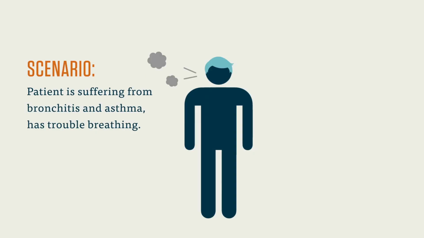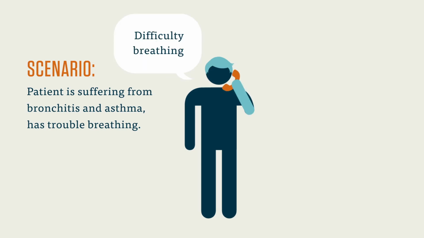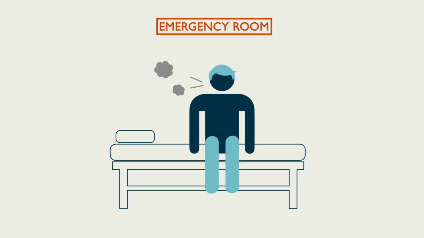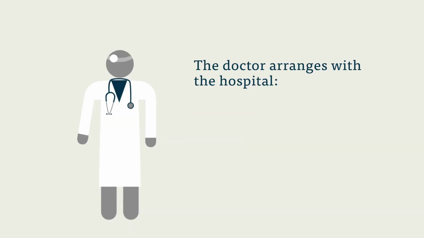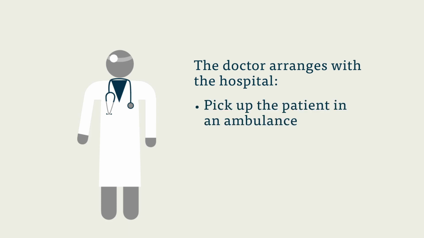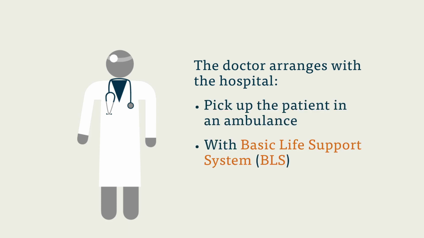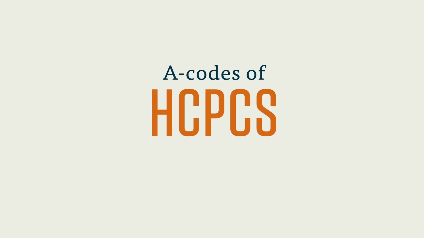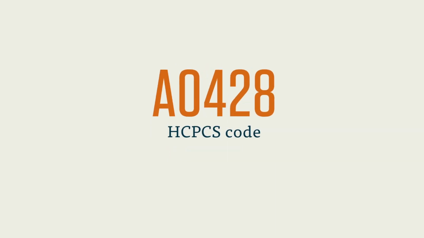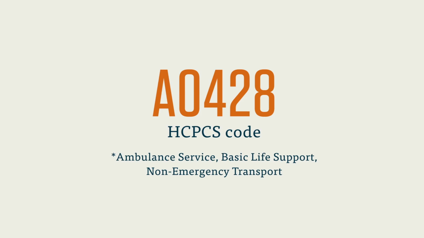Let's look at a simplified example of a HCPCS modifier in action. A patient is suffering from bronchitis and asthma. This patient has difficulty breathing and calls his doctor. The doctor advises the patient to go directly to the emergency room. The doctor arranges with the hospital, which in this case would be the healthcare provider, to pick up the patient in an ambulance with basic life support systems, or BLS. In order to code this procedure on a claim, we'd look at the A codes of HCPCS, where the ambulance codes reside. There we'd find A0428 for ambulance service, basic life support, non-emergency transport. That's our base HCPCS code.